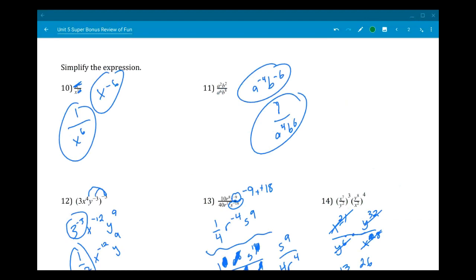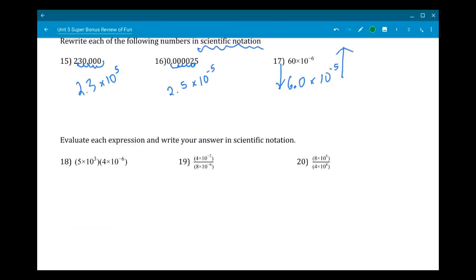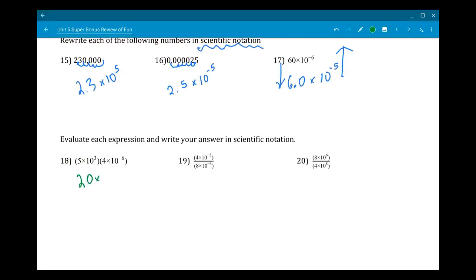You are multiplying and dividing. So our rules here stay exactly the same. When you're multiplying, you're going to multiply numbers, and you're going to add exponents. 3 plus -6 is -3. When you are dividing, you're going to divide numbers. So 4 divided by 8 is 0.5 or a half. And -2 minus -6 is +4.